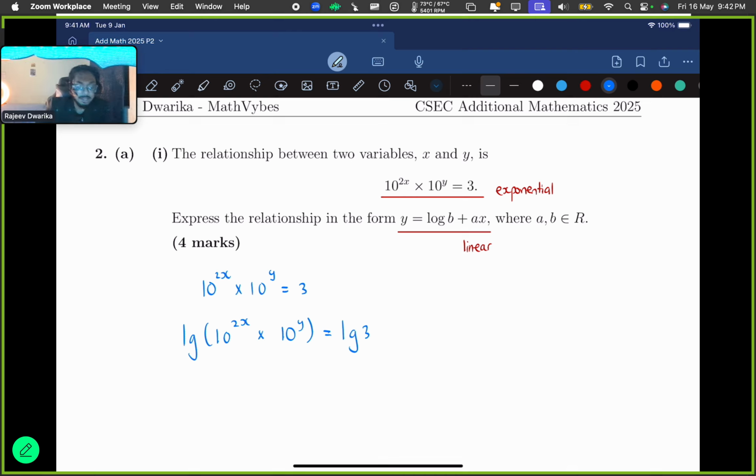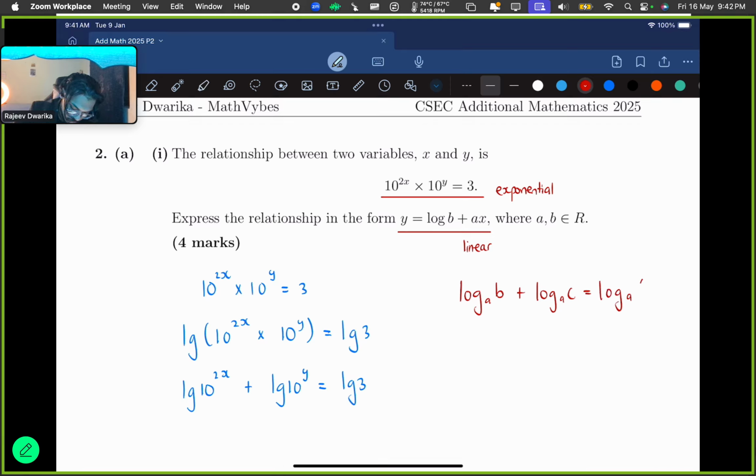Okay, and if you notice, don't we have a product of terms on the inside? Yeah. So we put in that log 10 to the power 2x plus log 10 to the power y. Correct. And which one of the indices rules are we using? I can't even remember the particular law. We're using the product rule, but in reverse.